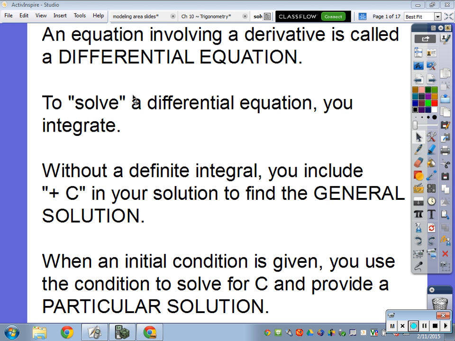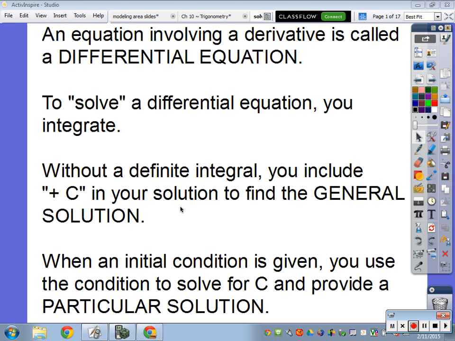So to start with, you need to know what a differential equation is. An equation involving a derivative is called a differential equation. So anytime you see dy over dx equals, or f prime equals, or y prime equals, that's called a differential equation. And to solve a differential equation, you integrate. And so if the directions say solve the differential equation, all they really want you to do is integrate.